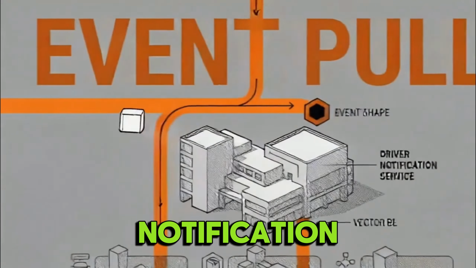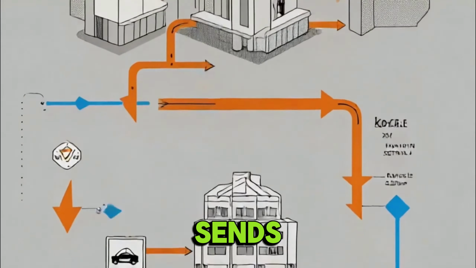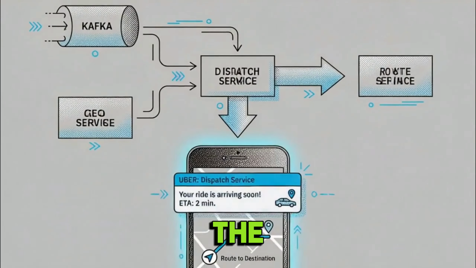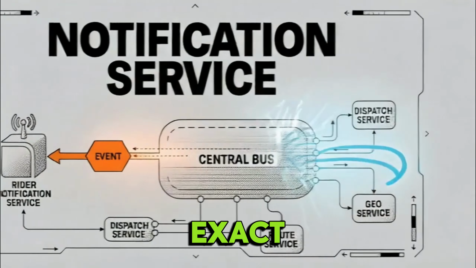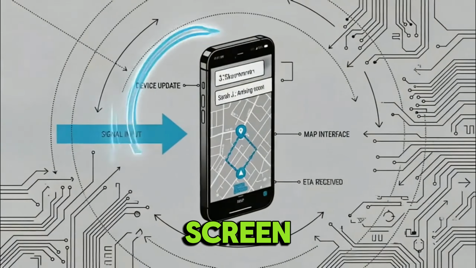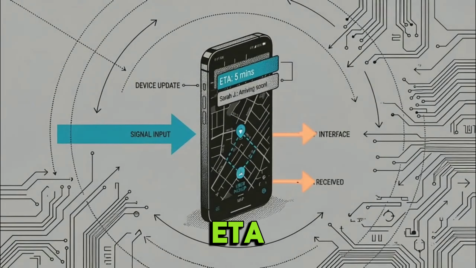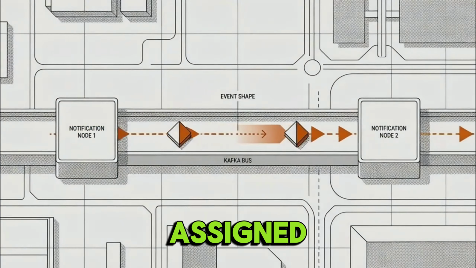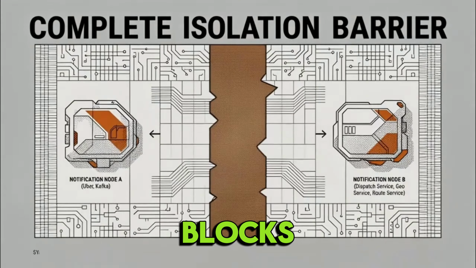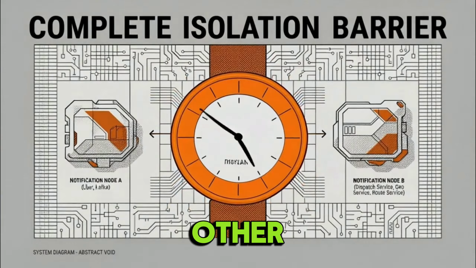The driver notification service consumes this event and sends an immediate push notification to the assigned driver's app. The rider notification service consumes the exact same event and updates the rider's screen with the driver's location and ETA. Both notification services consume the same ride.assigned event in parallel. Neither blocks the other, neither knows the other exists.